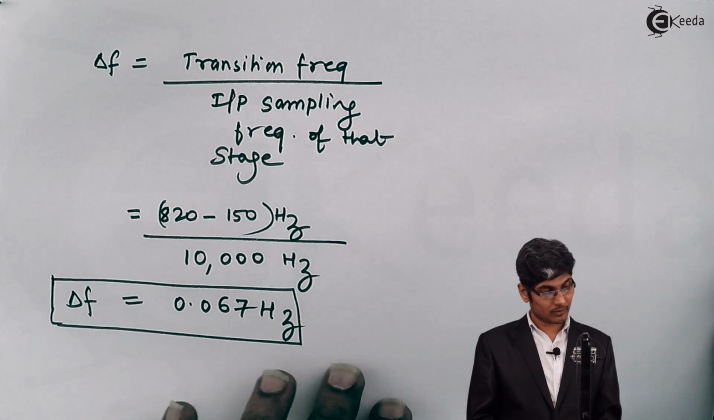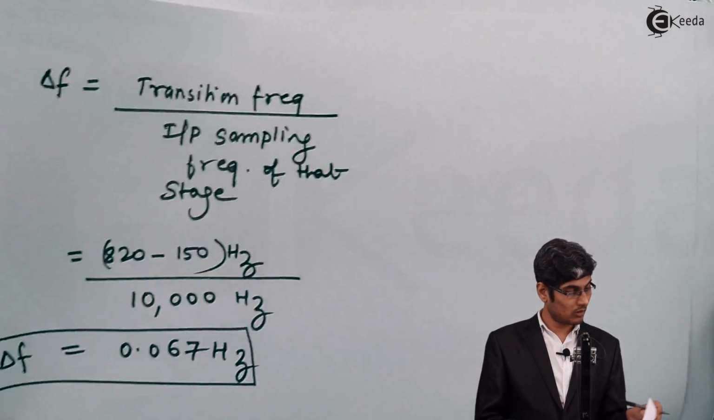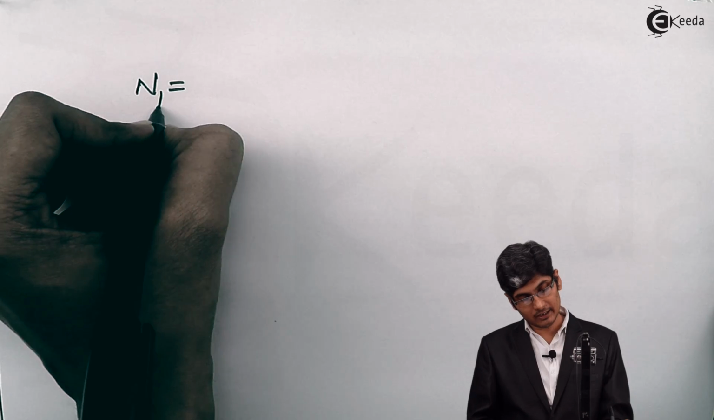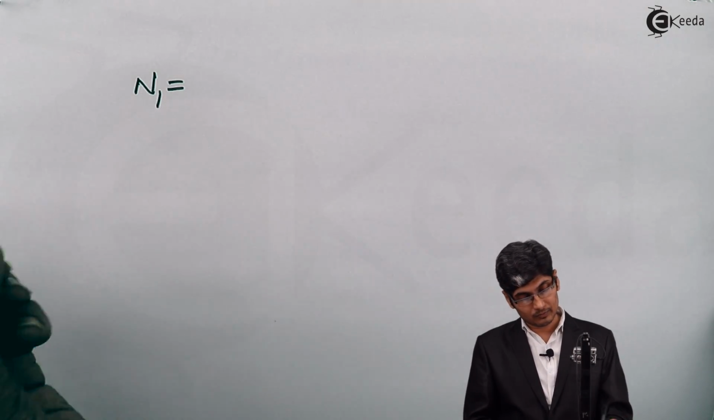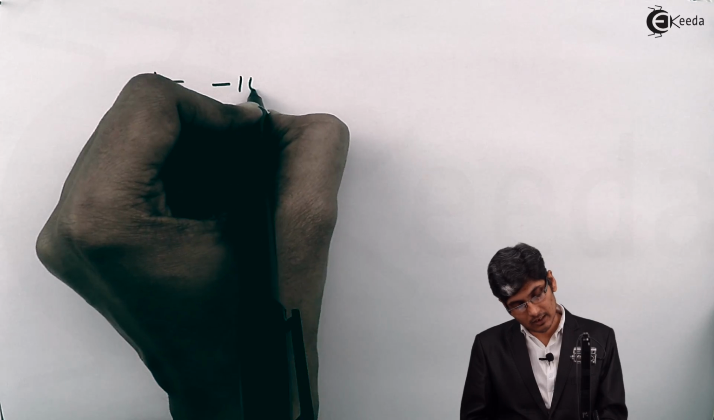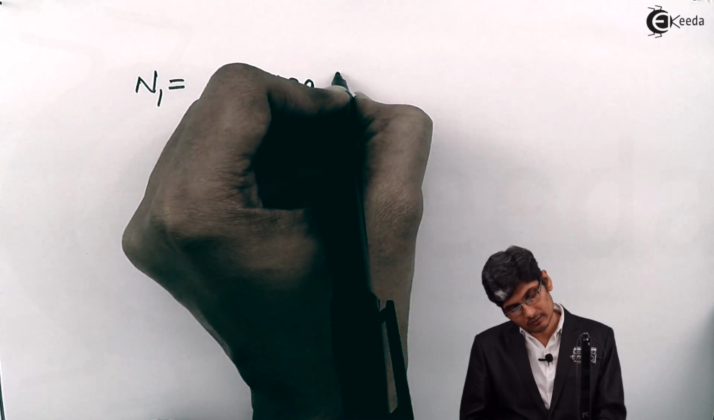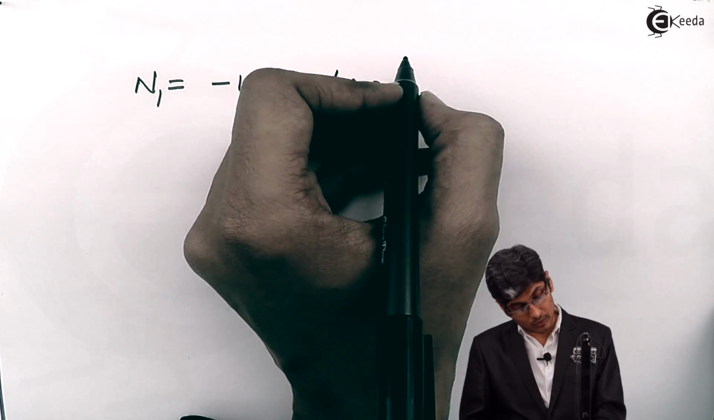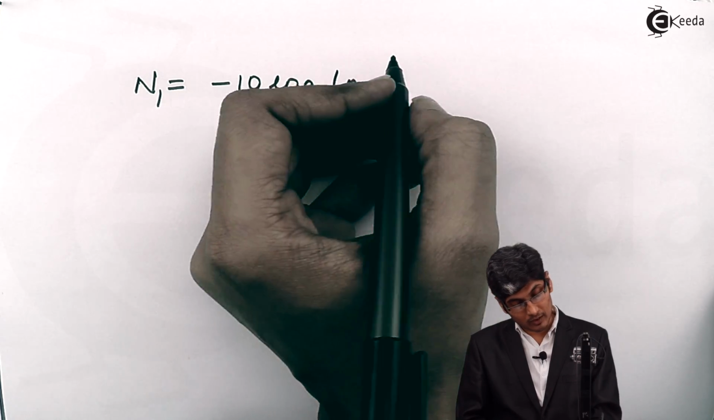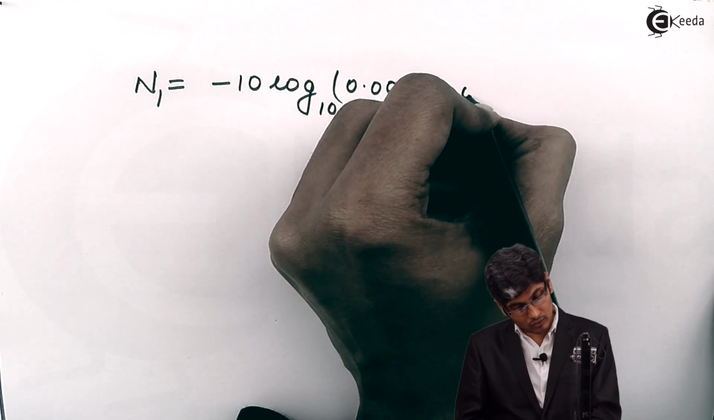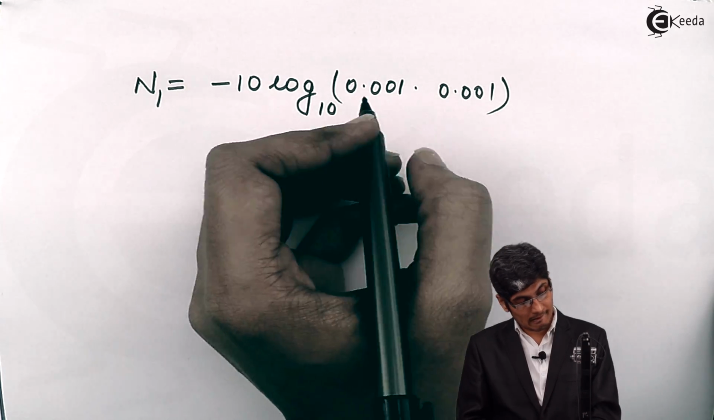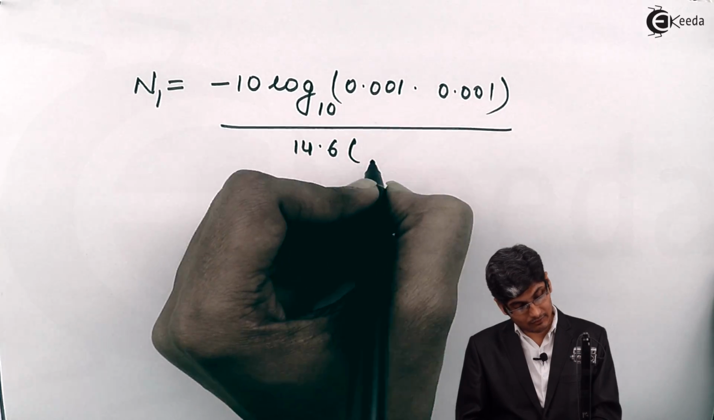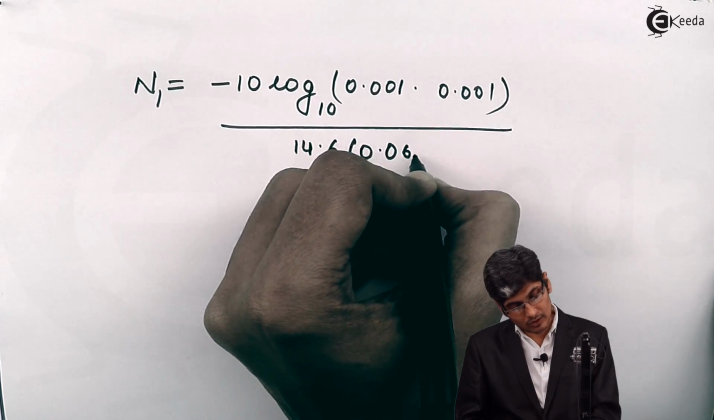Fine. Now I know delta F, I know all the parameters. Let us go to find the order. So the order n at stage 1, n1, is equal to minus 10 log to the base 10 of delta P1, which is 0.01, into delta S1, which is also 0.001, divided by 14.6 delta F1, which is 0.067.